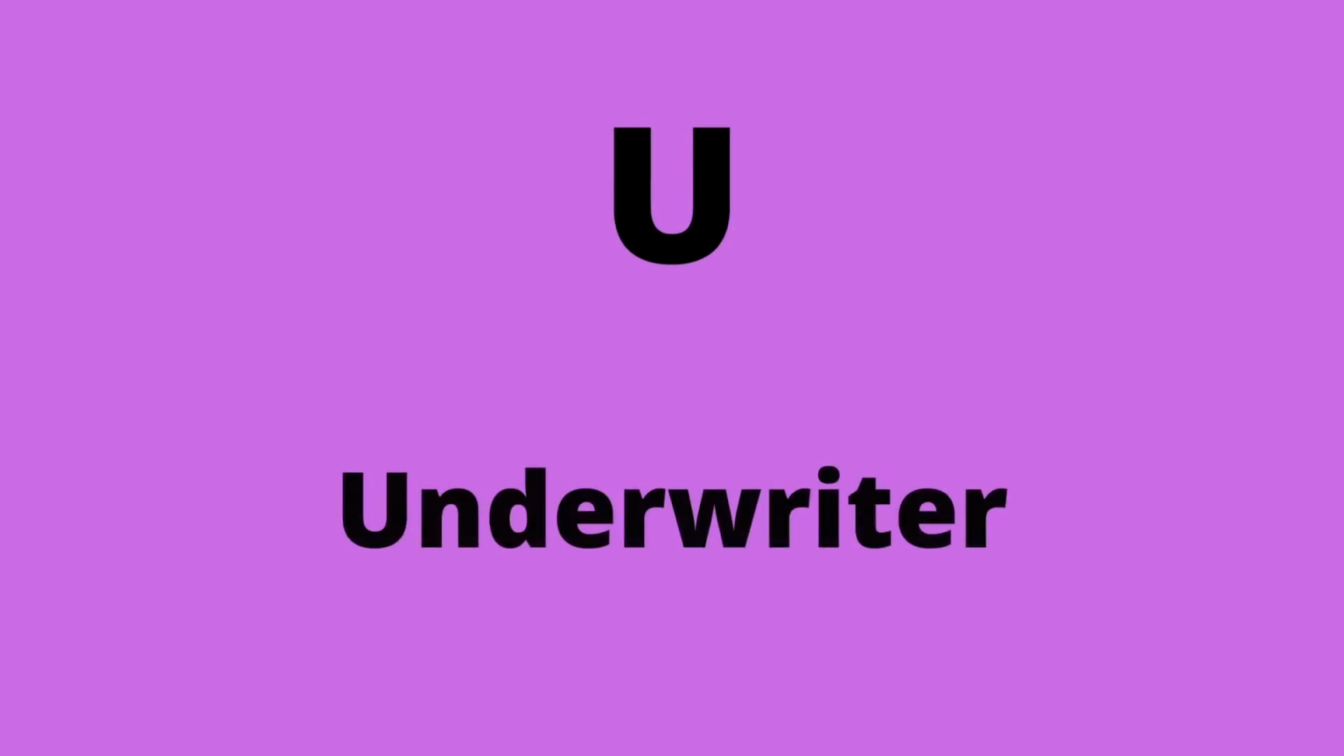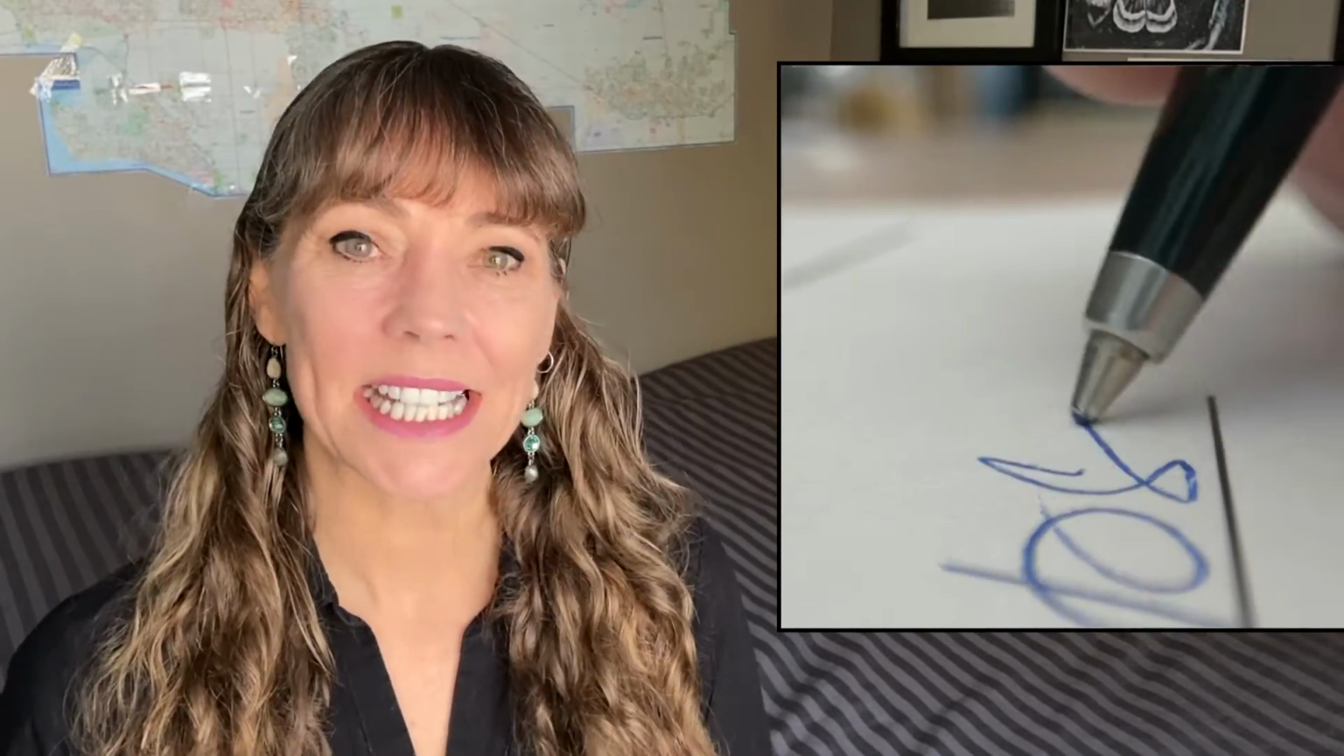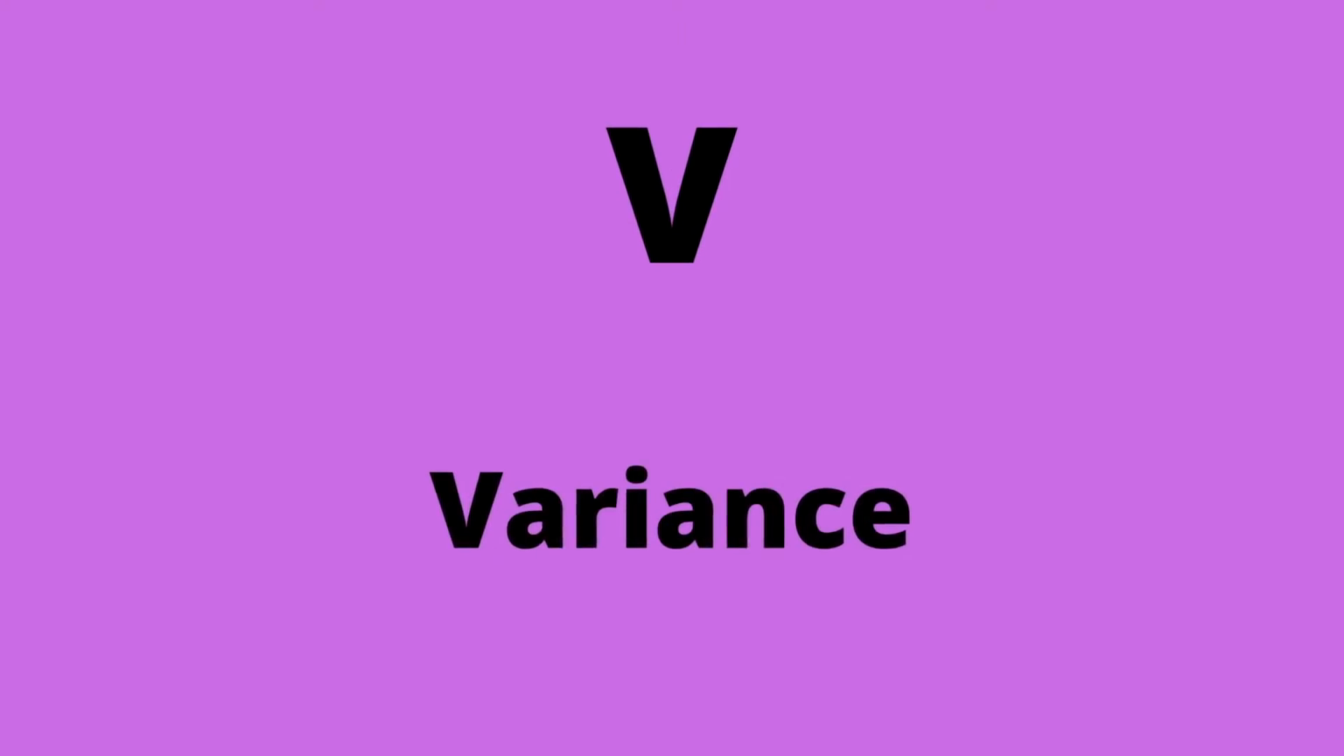U is for underwriter. An underwriter is an insurance writer, like a guarantor. An underwriter can also be a person who assesses the acceptability of risks. V is for variance. A variance acts as a waiver to a zoning regulation, and they can be granted on a case-by-case basis. It's not the same as having your property rezoned.